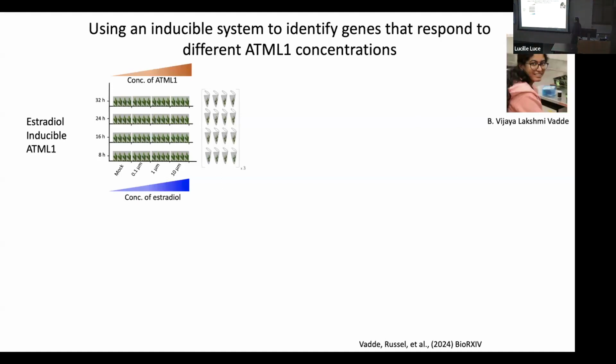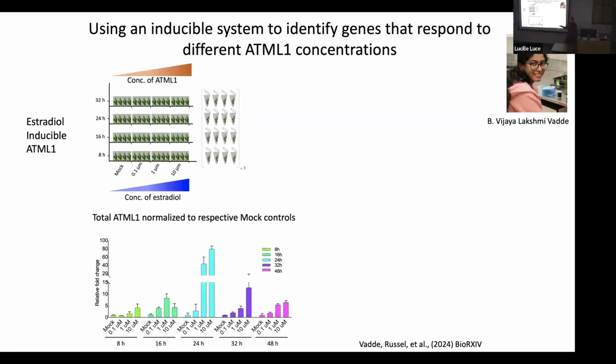So what Vijaya did was an interesting experiment where she took an inducible line of ATML1 and induced it with different concentrations. So she can get different levels of ATML1 with this line. She can induce it with mock, 0.1 micromolar, 1 micromolar, or 10 micromolar. So she's getting different concentrations of ATML1, and then she's sampling over different time points: 8 hours later, 16 hours later, 24 hours later, 32 hours later. So we're finding out what happens at different concentrations of ATML1 over time.